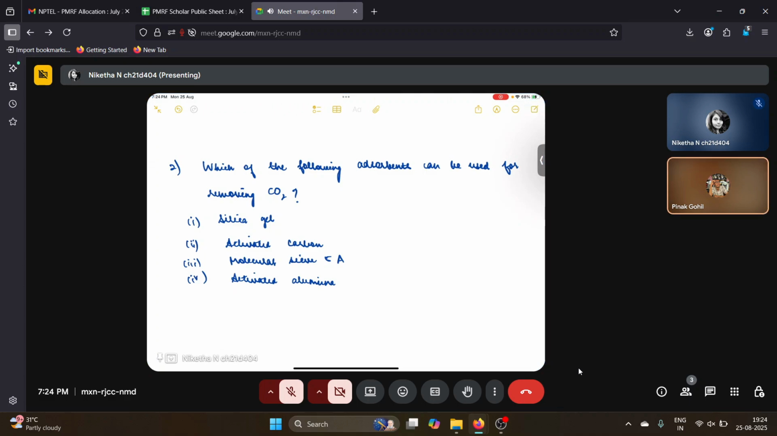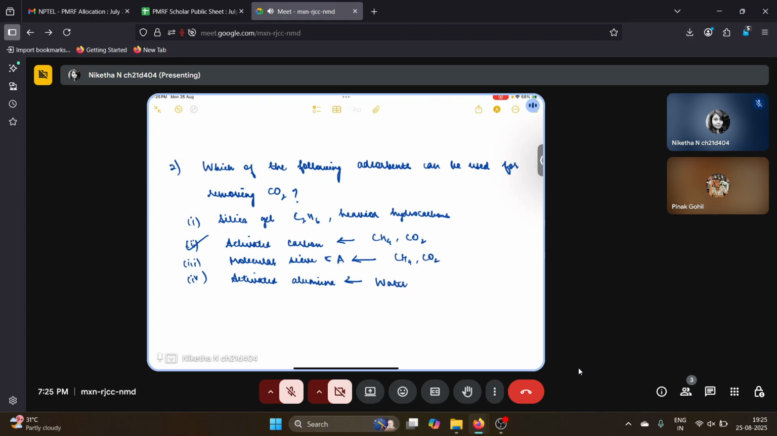Activated carbon. Yeah. So activated carbon is mostly used for pollutants like methane or carbon dioxide, whereas silica gel is mostly used for C2H6 or some other heavier hydrocarbons. Activated alumina, on the other hand, is used for water, whereas molecular sieve is used for methane, carbon monoxide, nitrogen, and water.